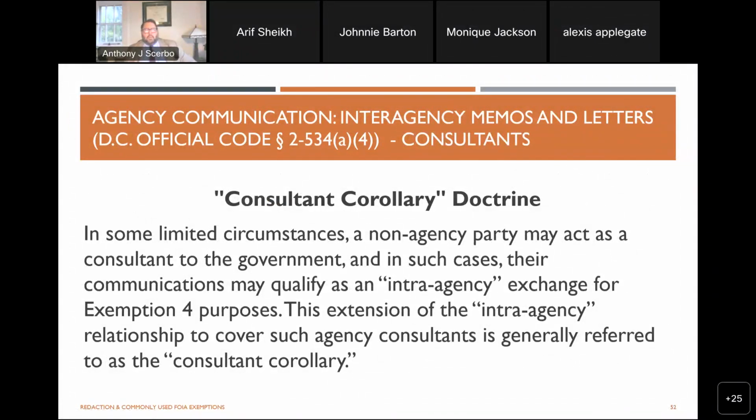Consultants. There is what is known as the consultant corollary doctrine. In some limited circumstances, a non-agency party may act as a consultant to the government, and in those cases, their communications may qualify as an intra-agency exchange for Exemption 4 purposes. This extension of the intra-agency relationship to cover such agency consultants is generally referred to as the consultant corollary doctrine.